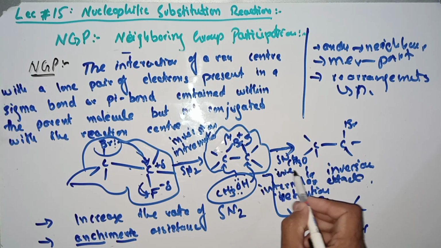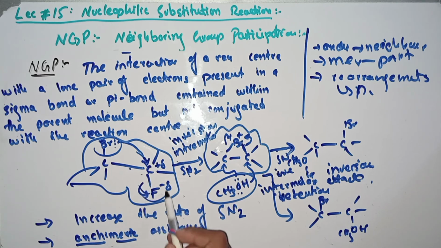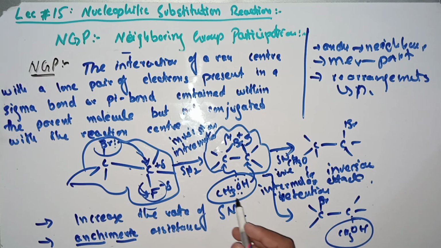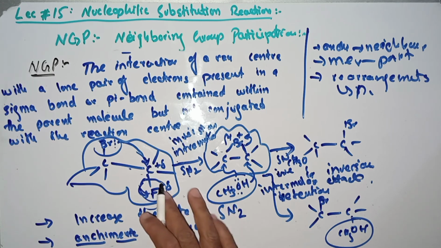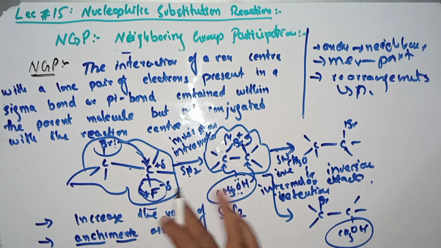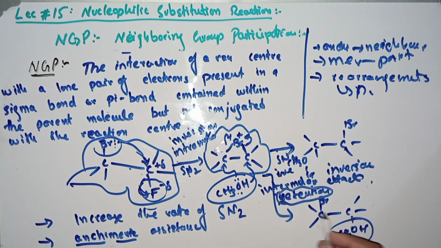But at the original position, where the group left, the product will be a retention product, because from the same position the new nucleophile also attacks. The new nucleophile bonds with the same carbon from where the leaving group left. So that's why when two inversions take place at the same carbon, it will always generate a retention product. I hope this point will be cleared.